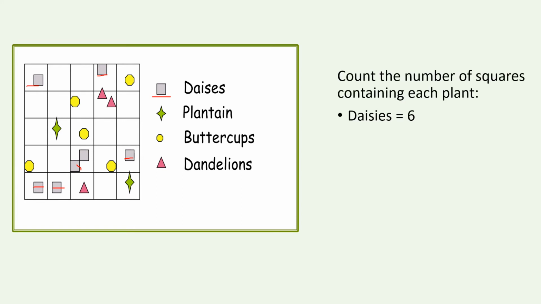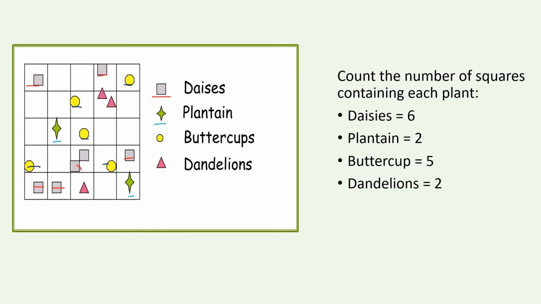Then for our plantain, we have 2. So 1, 2. For our buttercups, we have got 5. So 1, 2, 3, 4, 5. And lastly, for our dandelions, we have 2. So 1, because that's less than half, that bit there, and 2. So 2 for dandelions. So well done if you got that correct. If you didn't, then go back and watch the quadrat again.